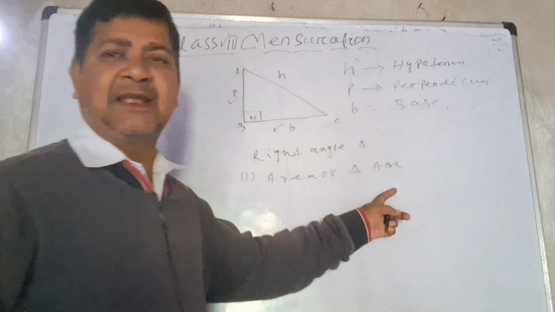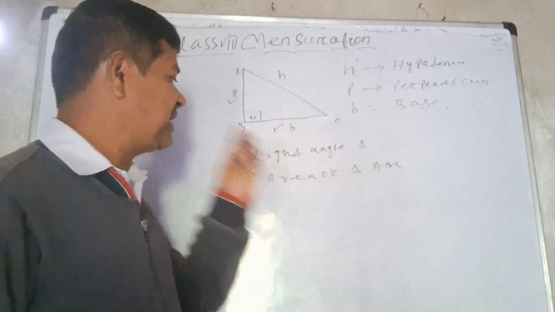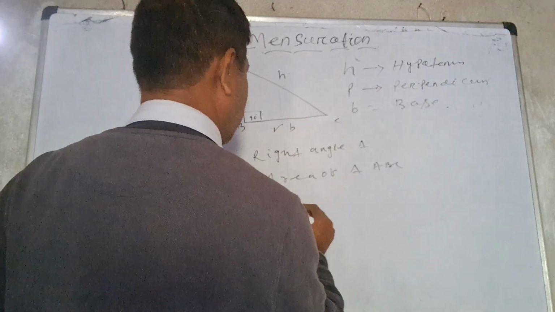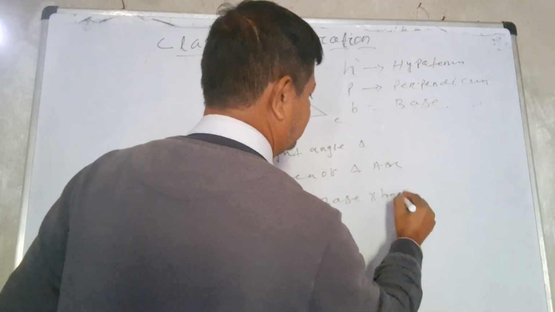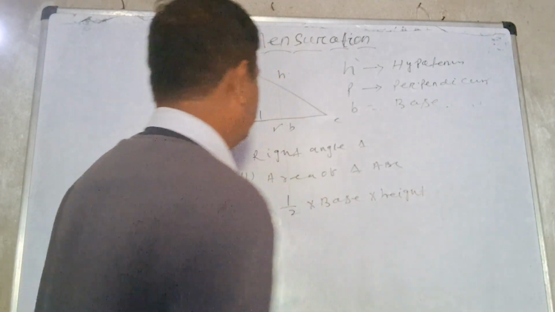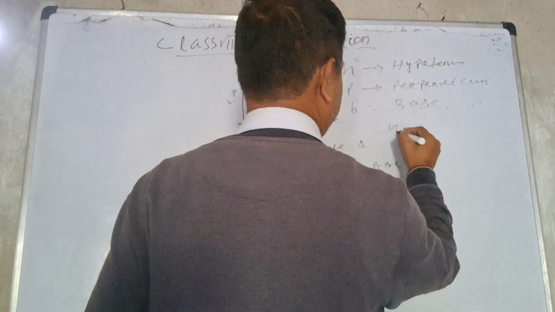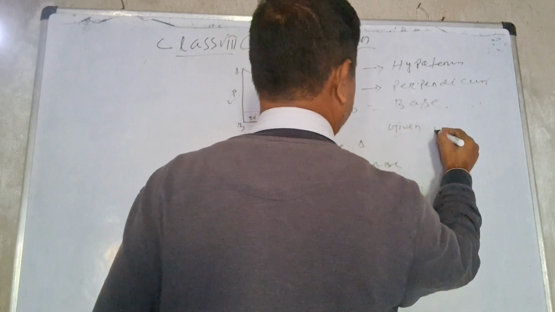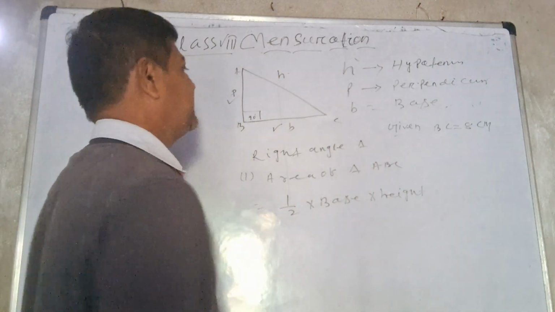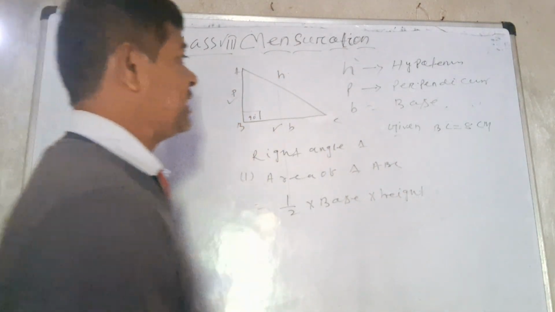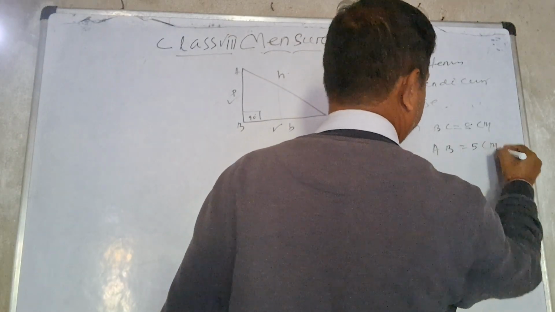What is the area of this triangle ABC? It is the area of the first polygon. The formula is half into base into height. If base BC is given, BC equal to 8 cm and perpendicular AB equal to 5 cm.